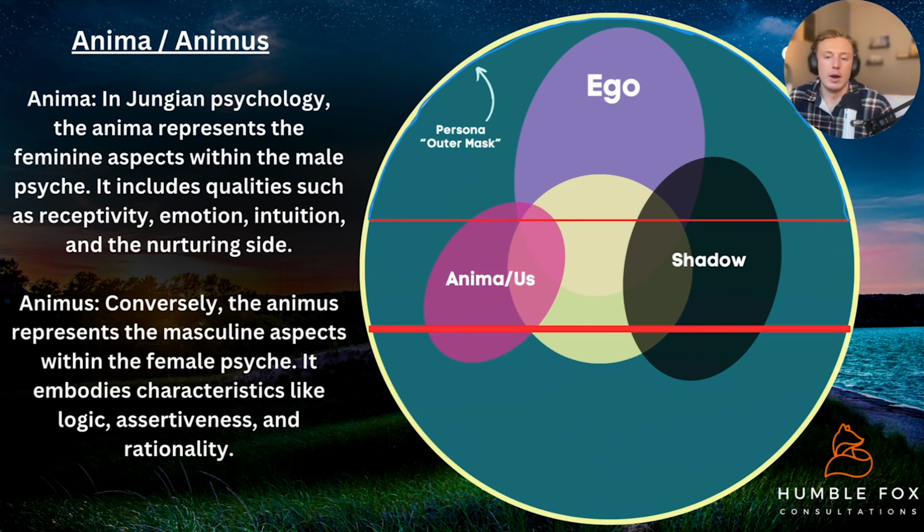And what that means, we'll get to in a second, but I also want to reiterate the animus here as well. So conversely, the animus represents the masculine aspects within the feminine psyche and embodies characteristics like logic, assertiveness, and rationality. So with the feminine side, we have the receptivity, emotion, intuition, and nurturing side. And so what's wild for a lot of men that I work with is that typically they don't have access to that feminine side, which is the emotional side, the feeling side, the intuition side, and the nurturing side.